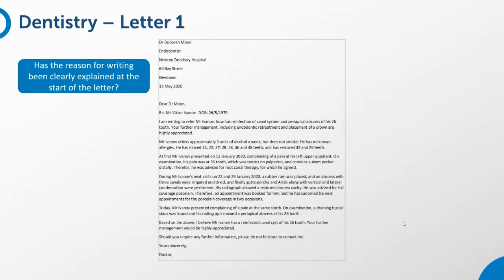There's a poll question you can choose from yes, partially, or no. So looking just at those first 3 lines of the letter that you can see on the screen now, if you were the reader, after reading that introduction, would you feel that you understand why you're receiving the letter from the beginning? So you can vote yes, partially, or no.